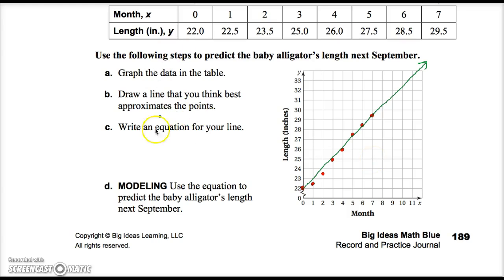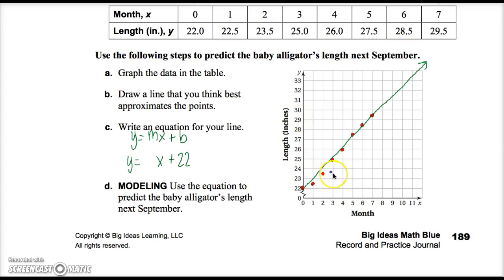Now part C says write an equation for your line. Remember, our form for a linear equation is y equals mx plus b. Whenever you do these, the b part is going to be the easiest thing to pick out. Where does it cross the y-axis? It crosses at 22. The hardest thing to figure out is what the slope is going to be.